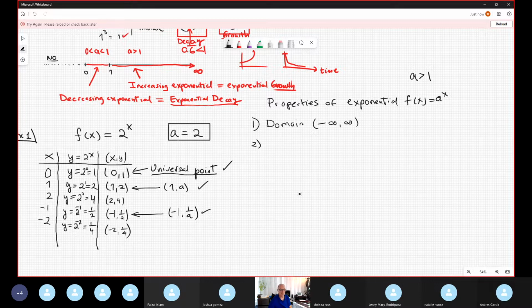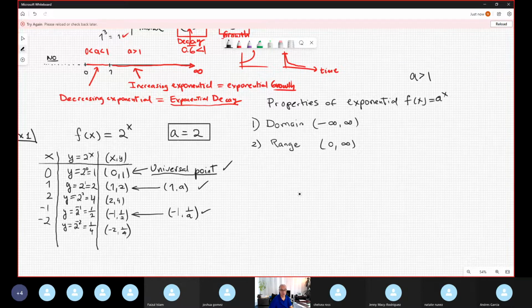Okay, it accepts positive, negative, fraction, any number. However, the range, the y values of the function, is always positive. You see in the graph it covers the first quadrant and second quadrant, never the third quadrant and fourth quadrant. The graph of the exponential always gives me positive. When you raise 2 to any number, the answer is always positive. And not 0, because it's asymptotic. Therefore, the range is from 0, but not touching 0, to infinity.